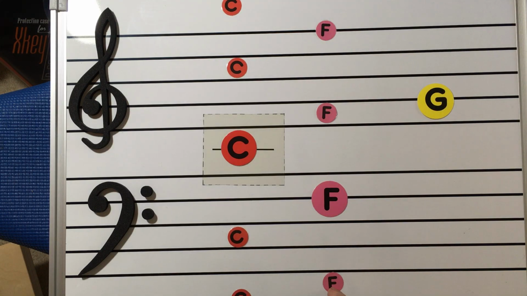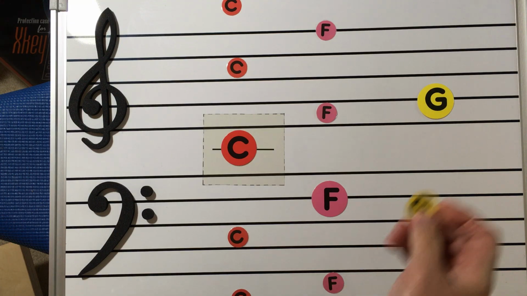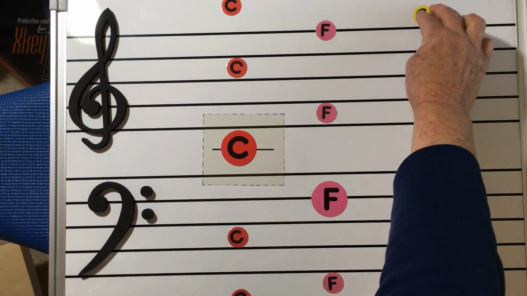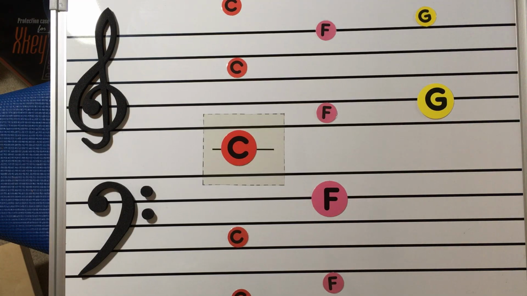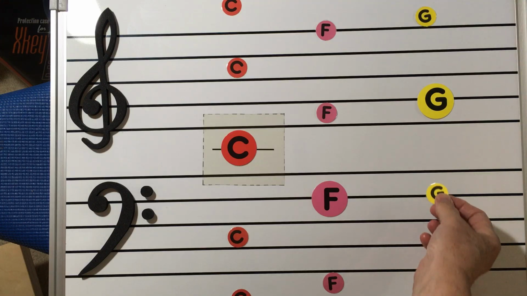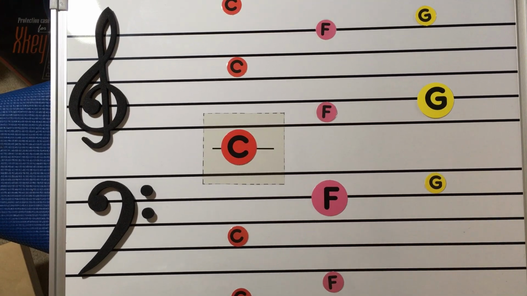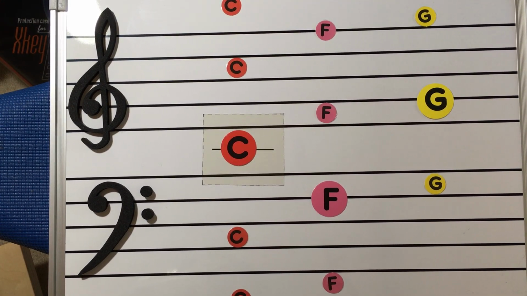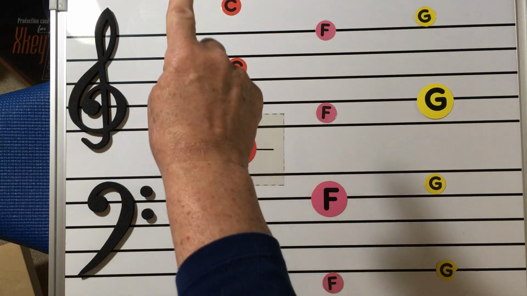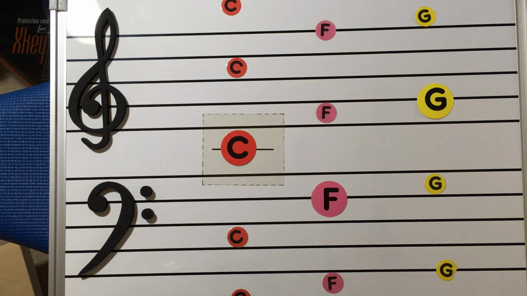This is F2. We can find a bunch of G's. This G is an octave higher than that. This is the G right above F. And this is the G right above that F. So we found 5 C's, 4 F's, 4 G's.